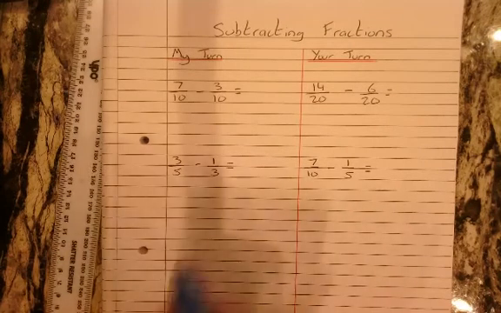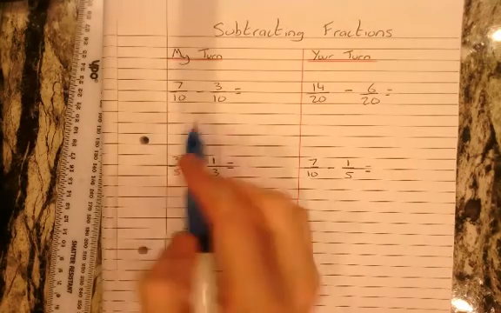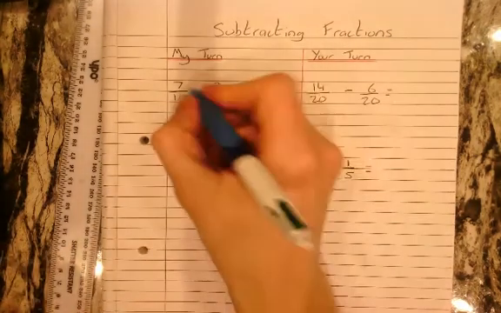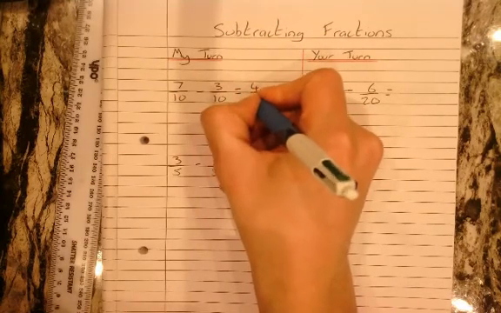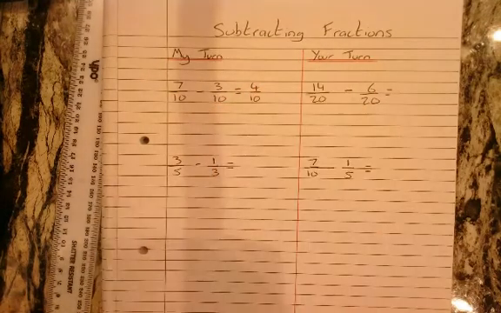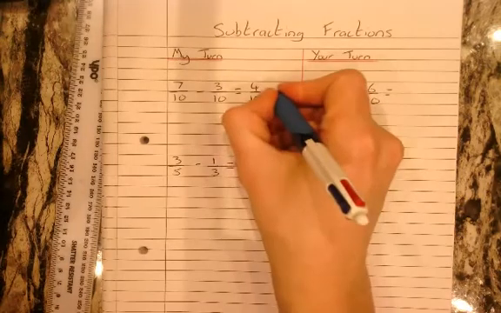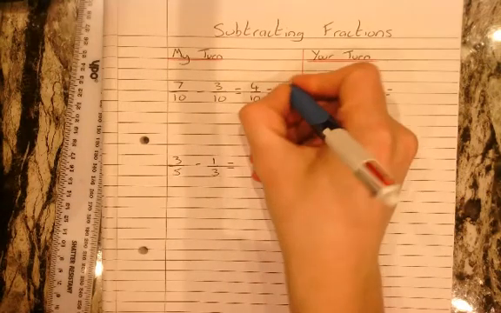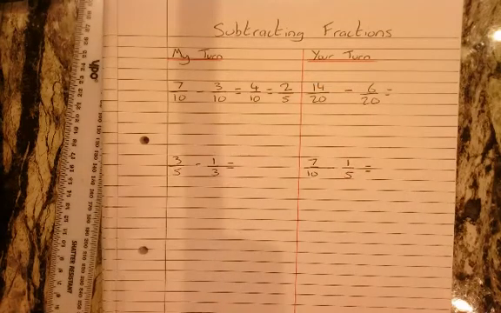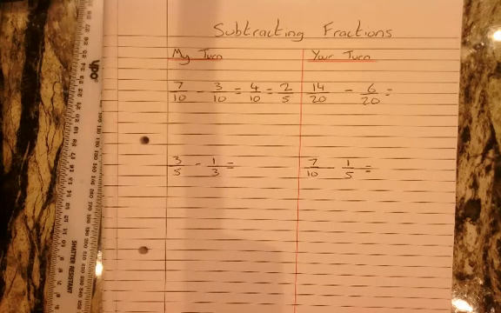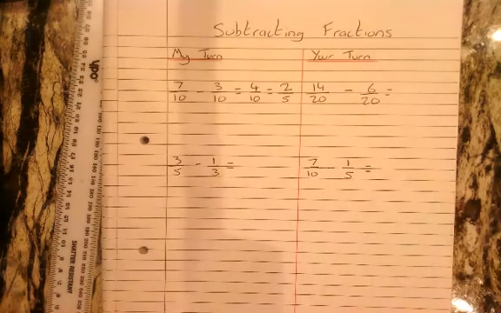So we have a look at the first one, 7/10 minus 3/10. 7 take away 3 is 4, so that's 4 over 10. Have a look, can I simplify that? Yes, I can. I can divide them both by 2. So 4 divided by 2 is 2, 10 divided by 2 is 5. So we've got an answer of 2/5. Okay, so go ahead, pause the video and do the next one then.